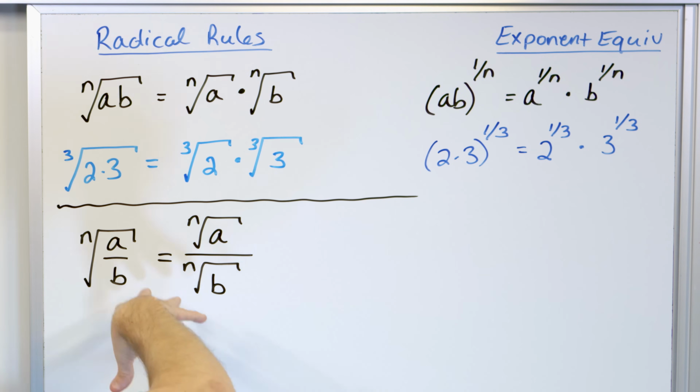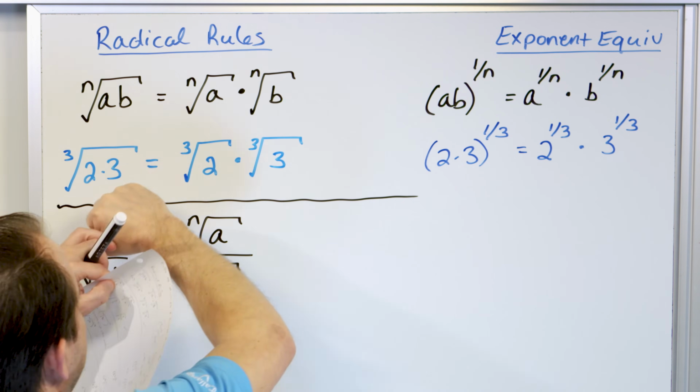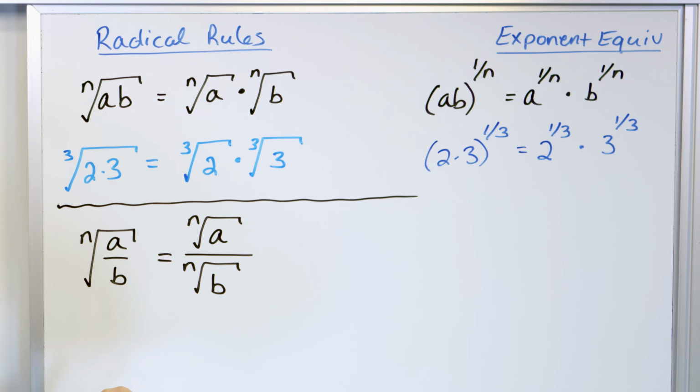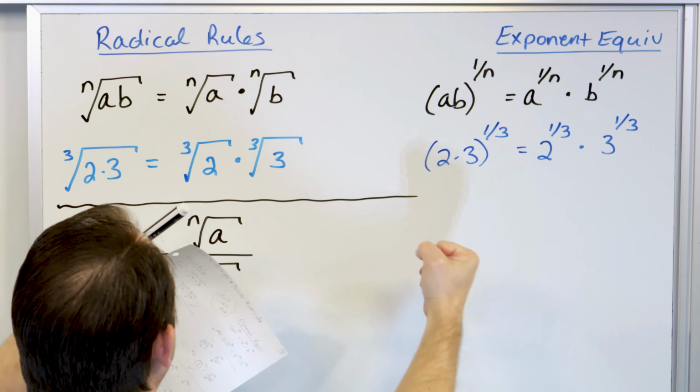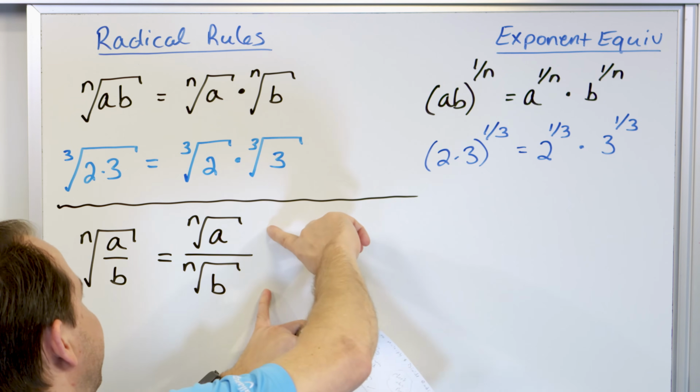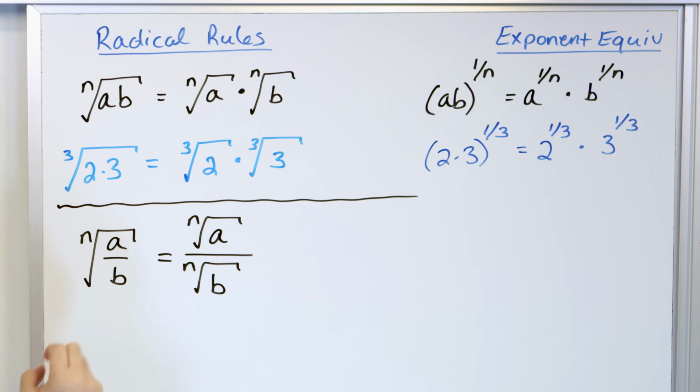Okay, so these are kind of like cousins of each other. If I have two things multiplied under a radical, I can break them apart. If I have two things divided under a radical, I can break them apart. Or going the other way, if I have two radicals multiplied together, I can combine them. If I have two radicals divided, I can combine them and bring them under the same radical. Again, the order has to be the same.